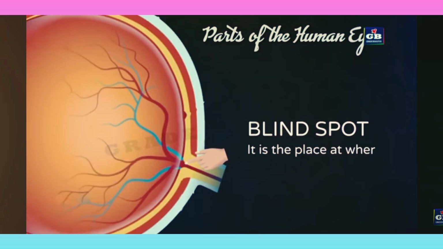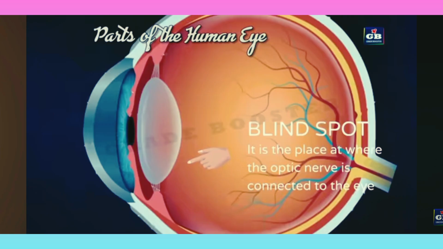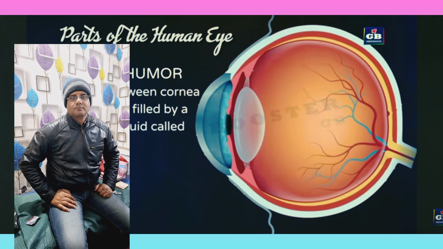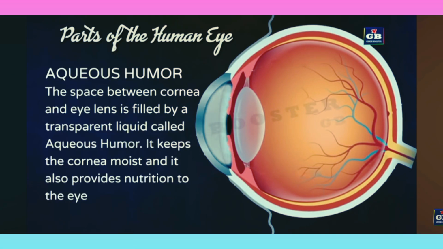Blind spot. It is the place at where the optic nerve is connected to the eye. Aqueous humor. The space between cornea and lens is filled by a transparent liquid called aqueous humor. It keeps the cornea moist and also it provides nutrition to the eye.